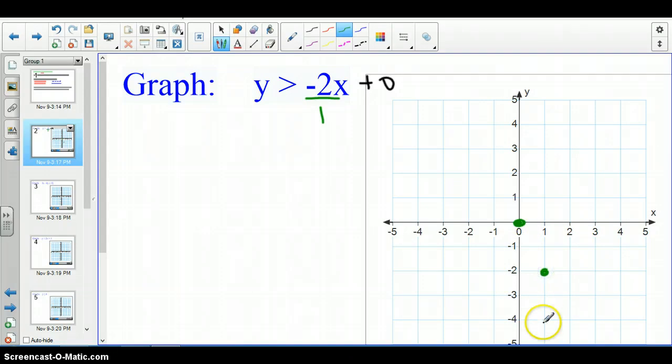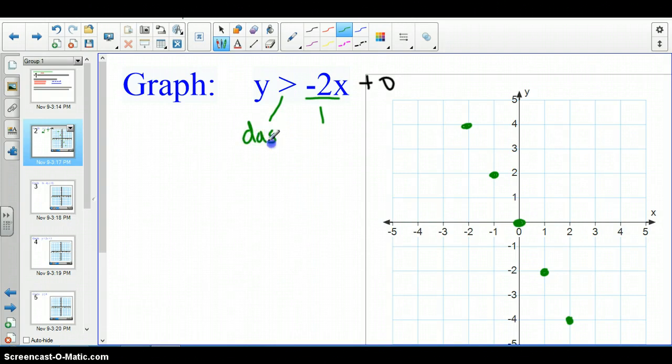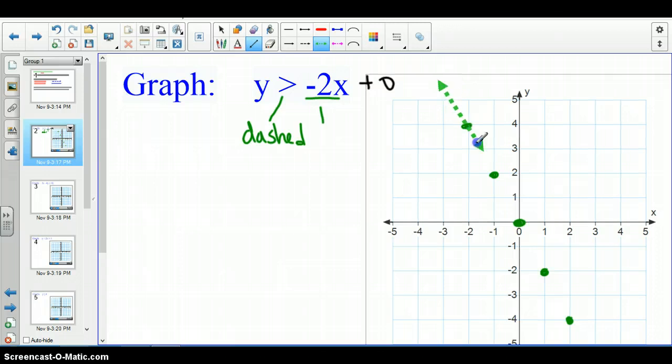Remember, slope is rise over run. I could also go up 2 to the left 1. Now, look at your inequality. Okay? It is greater than, so I'm going to use a dashed line. So we're going to use a dashed line. Okay, that goes through our points.